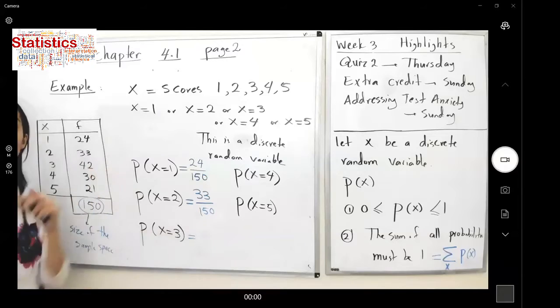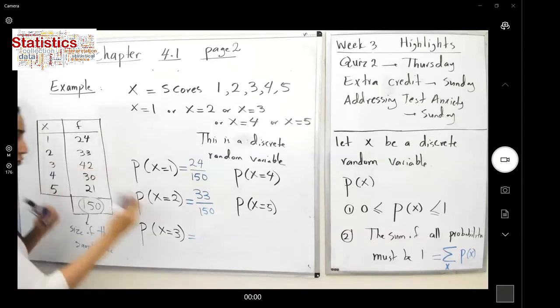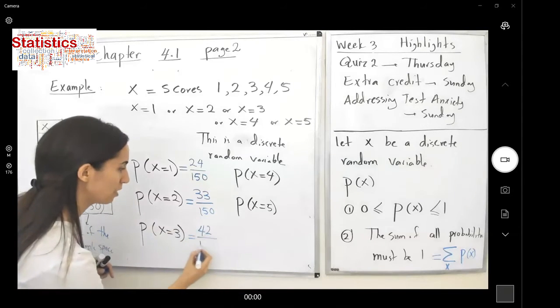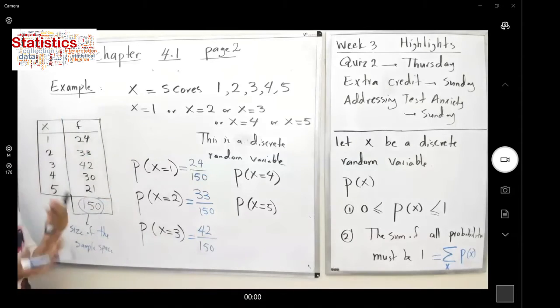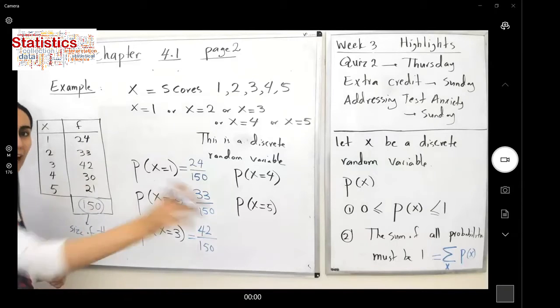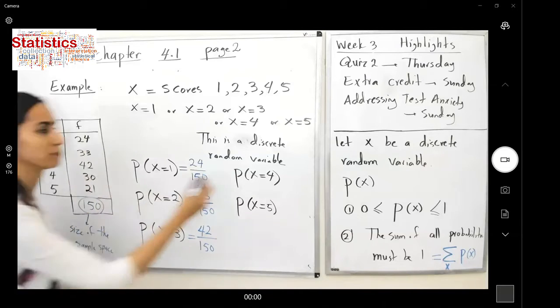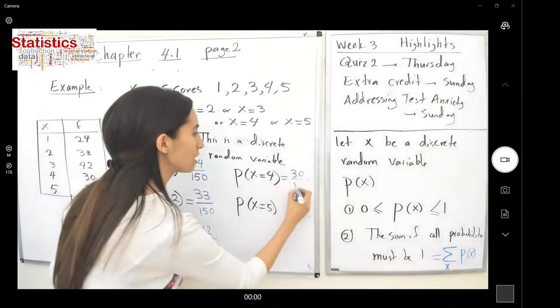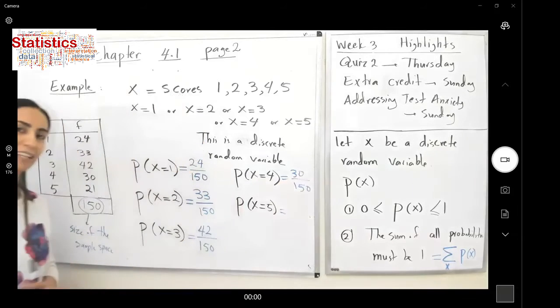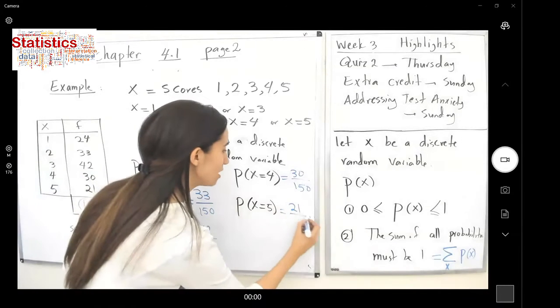What is the probability that x is equal to 3? What is the probability that you randomly select a person and that person got score equals to 3? 42 divided by 150. What is the probability that score is 4? What is the probability you randomly select a person and that person has score 4? 30 divided by 150. And what's the probability you randomly select a person and that person got score 5? 21 divided by 150.